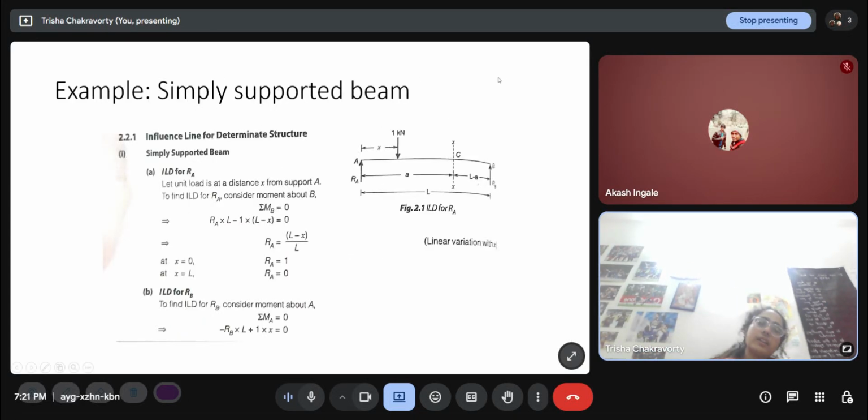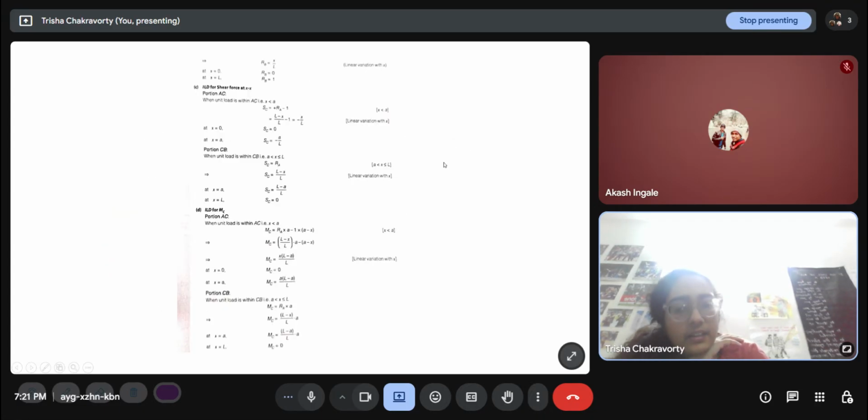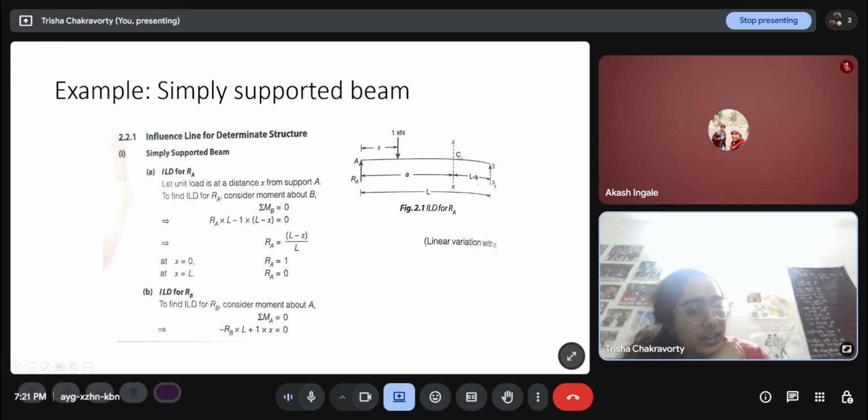Here I have taken a section at C, which is a distance small a from the left end. So we are fixing the section. Before that, ILD for RA. RA is a particular force, RB is a particular force, shear force at C is a particular force. I fixed the section C. Now again, since this is a critical point, we have to take a section in AC, and we have to take a section in CB separately, just like we did for bending moment and shear force diagrams.